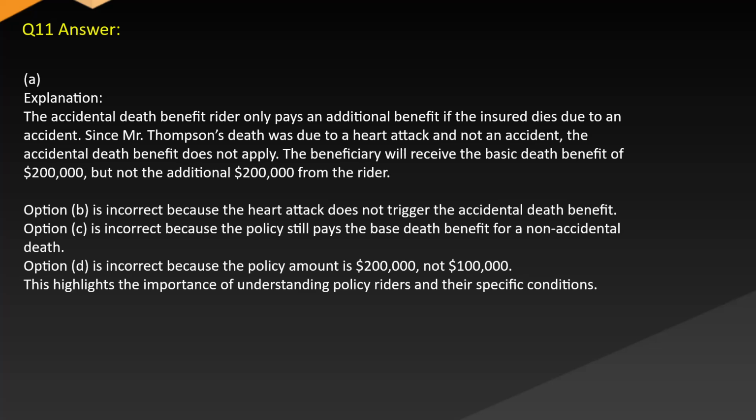Option B is incorrect because the heart attack does not trigger the accidental death benefit. Option C is incorrect because the policy still pays the base death benefit for a non-accidental death. Option D is incorrect because the policy amount is $200,000, not $100,000. This highlights the importance of understanding policy riders and their specific conditions.